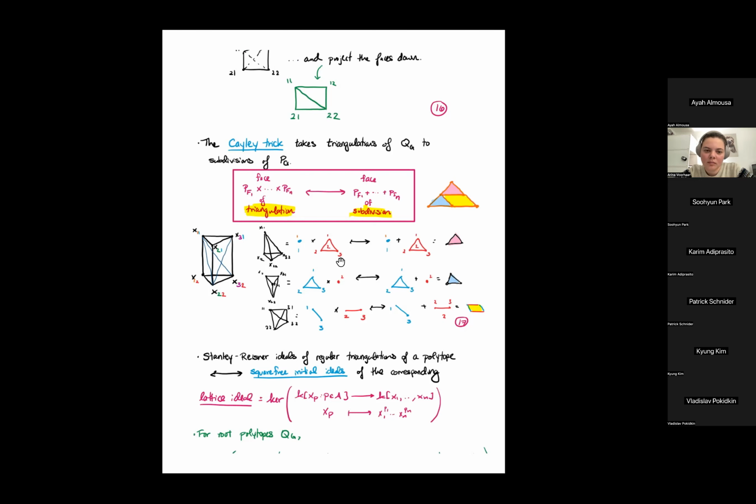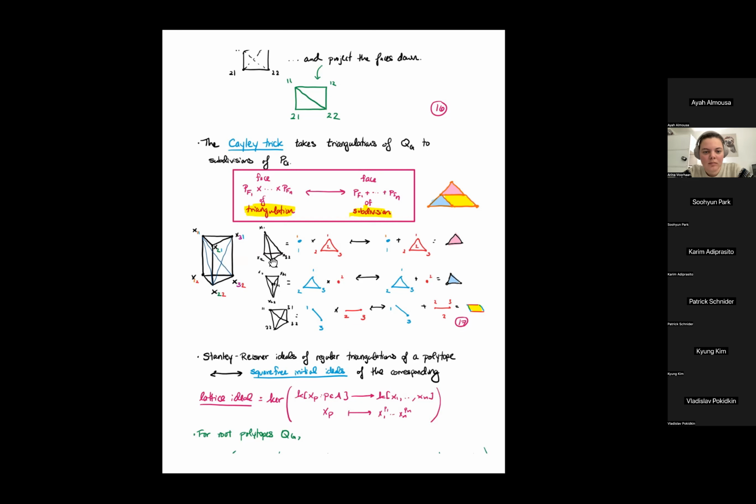And so the Cayley trick is going to take triangulations of the root polytope to subdivisions of this generalized permutohedron, right? And so, you know, I'm only talking about this in this particular case where we're dealing with products of simplices and we're dealing with root polytopes and generalized permutohedra. But in this case, this is what the story looks like. Is you are taking a face of the triangulation and it's kind of going to a face of the subdivision.